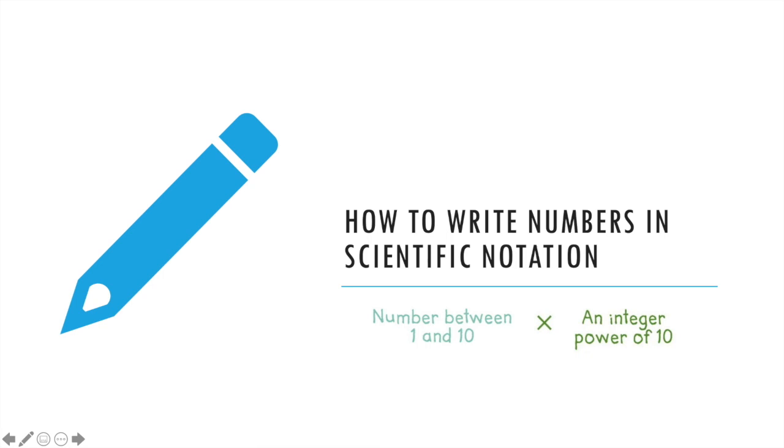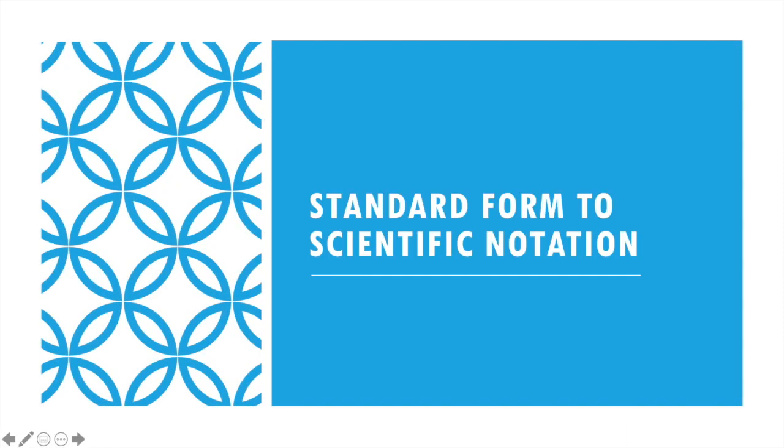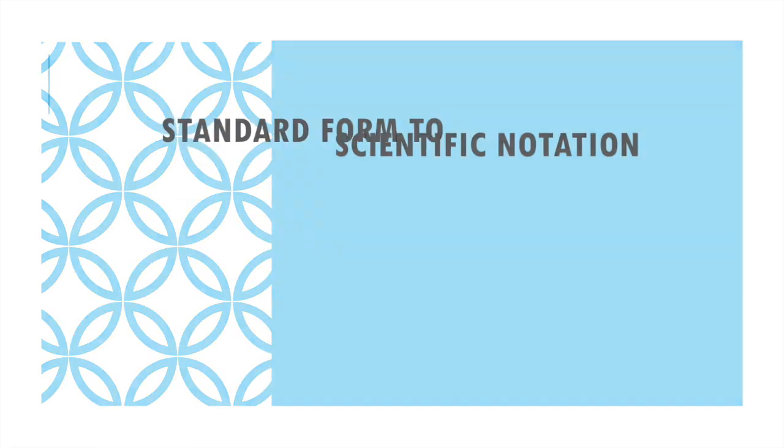And here's an example. If I have 4.5, that would be the first part of my scientific notation number, and times 10 to the 5th power shows me the integer power of 10, and this is a number in scientific notation. So let's take a look at converting numbers from standard form to scientific notation.